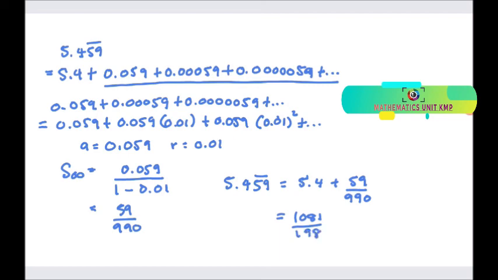And we can check back the answer. Try to calculate 1081 over 198 and we will get 5.45959959 and so on.